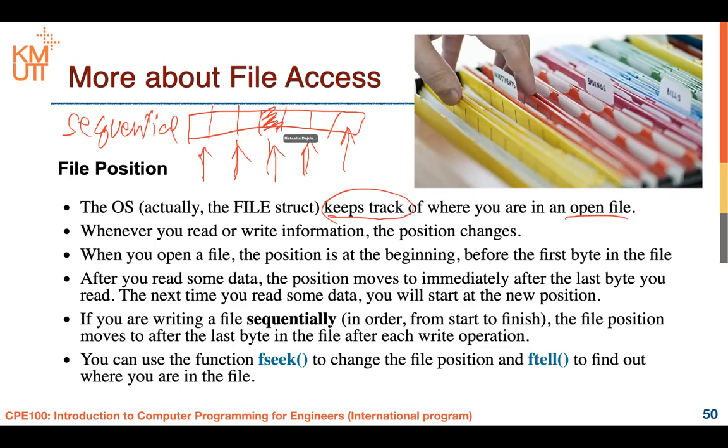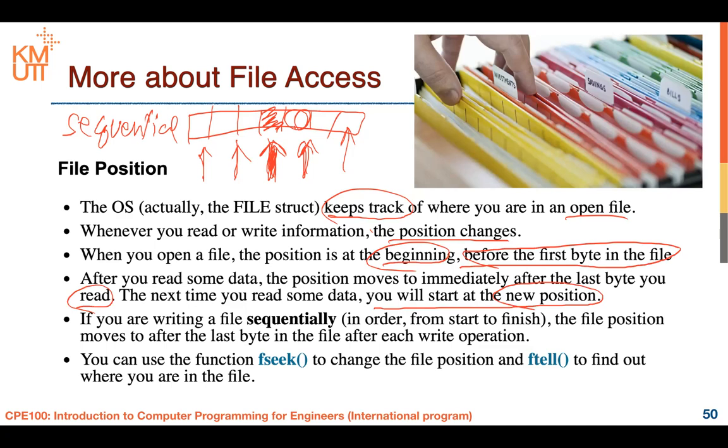Maybe we come to this location, right? You have to keep track of this address, this location, or this position. If you change the position, the file accessing position will be changed. Whenever you read or write information, the position changes. When you open a file, the position is at the beginning, before the first byte in the file. After you read some data, the position moves to immediately after the last byte you read. The next time you read some data, you will start at the new position. Once you read, the position will be changed.